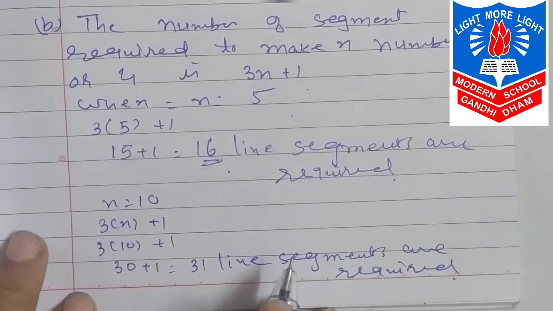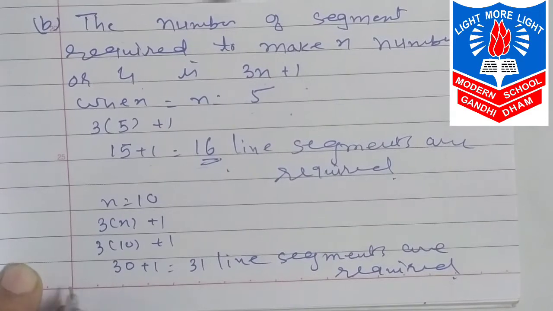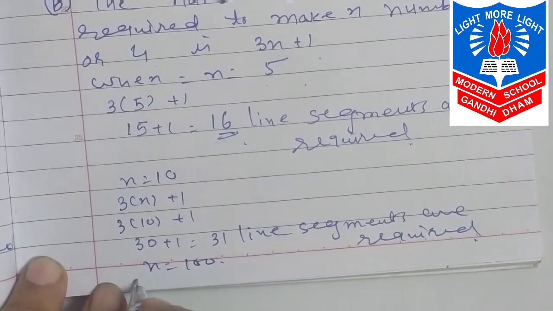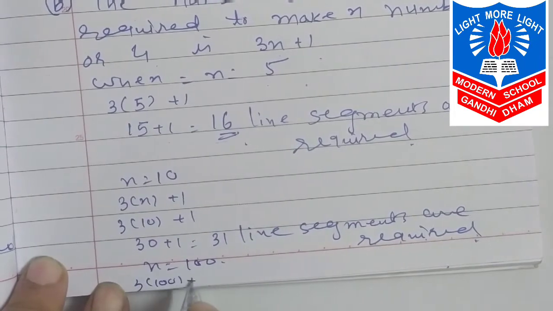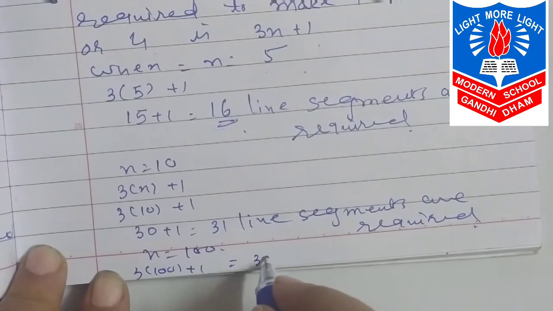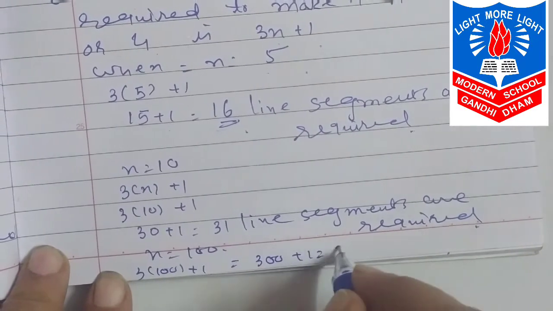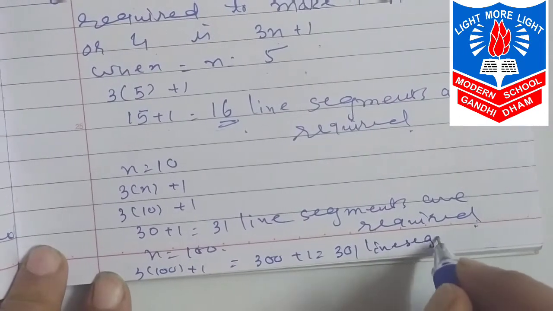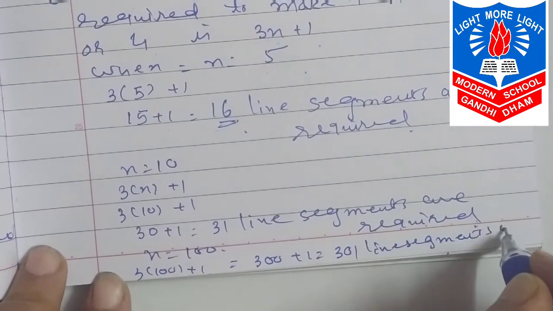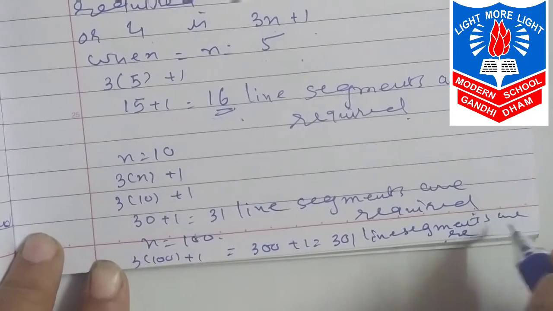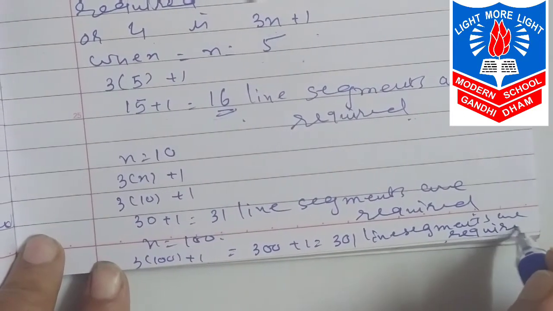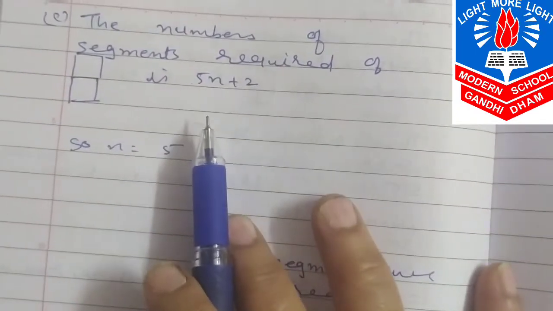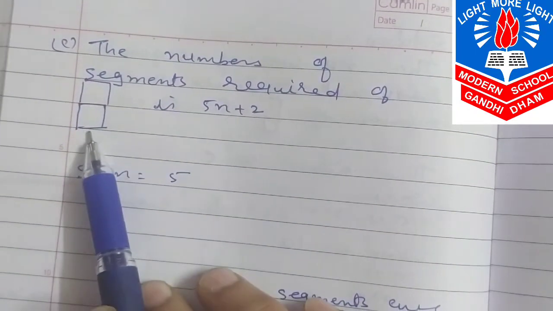Okay, now if n is equal to 100, same to same. So 3 into 100 plus 1 is equal to 300 plus 1 is equal to 301 line segments are required. Okay, here C1, it means third one, it is 8.